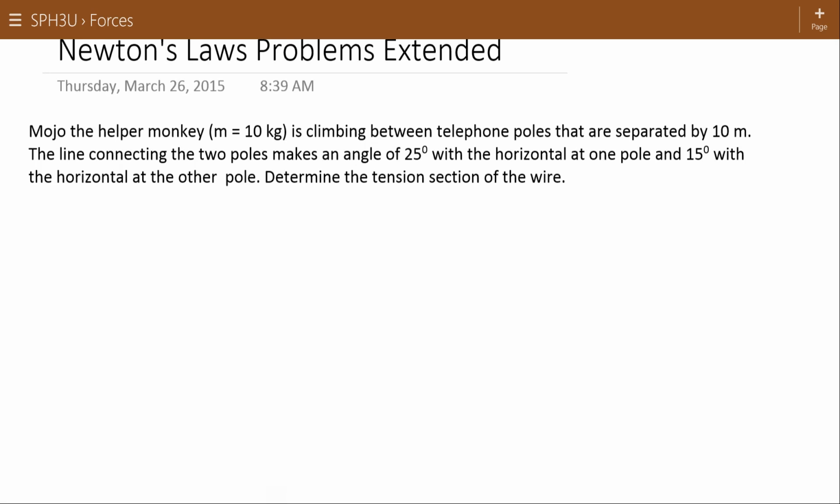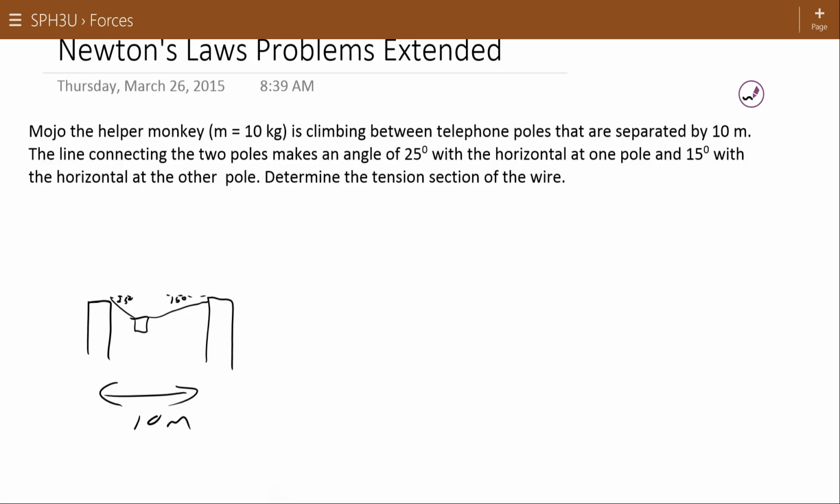So Mojo, the helper monkey, 10 kilograms, is climbing between two telephone poles. There's the telephone pole, there's the telephone pole. Here's our monkey. I'm just going to use a box because I can't draw a monkey. The poles are separated by 10 meters. The line connecting the two poles that he's climbing on makes an angle of 25 degrees with one of the poles and 15 degrees with the other pole.